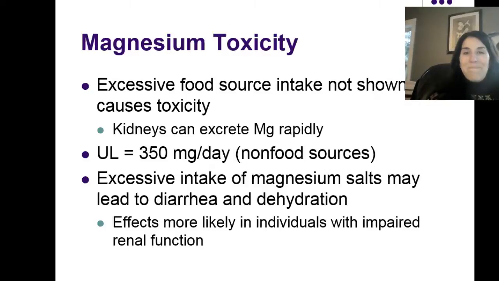Toxicity, it's not going to show up. You're not going to get toxic by eating too many chocolate bars. You'll have other problems, but it won't be magnesium toxicity. The kidneys can get rid of it pretty quickly. The upper limit is 350 milligrams per day from non-food sources, so I'm talking about a supplement, not recommended. If you take in excessive magnesium salts, magnesium citrate, which we use for people who are constipated, it will lead to diarrhea and dehydration. And you really don't want to give magnesium salts to somebody who has renal disease, kidney impairment.